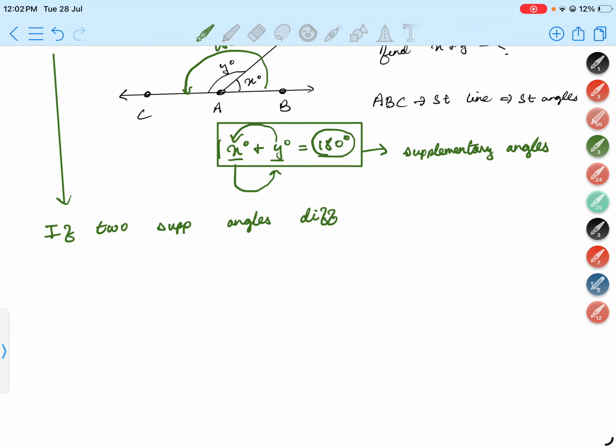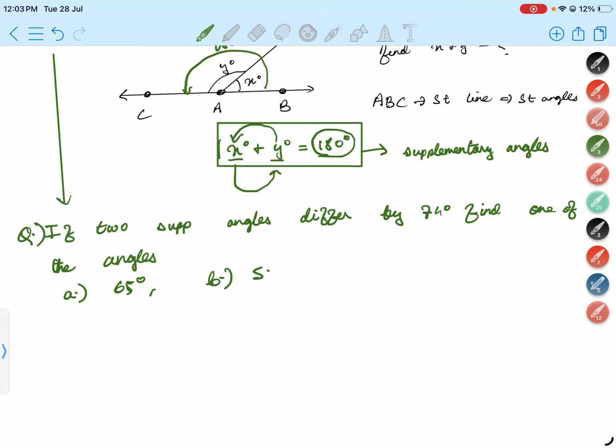differ by 74 degree, find one of the angles, and the options you have are A 65 degree, B 55 degree, C 43 degree, and D 53 degree.